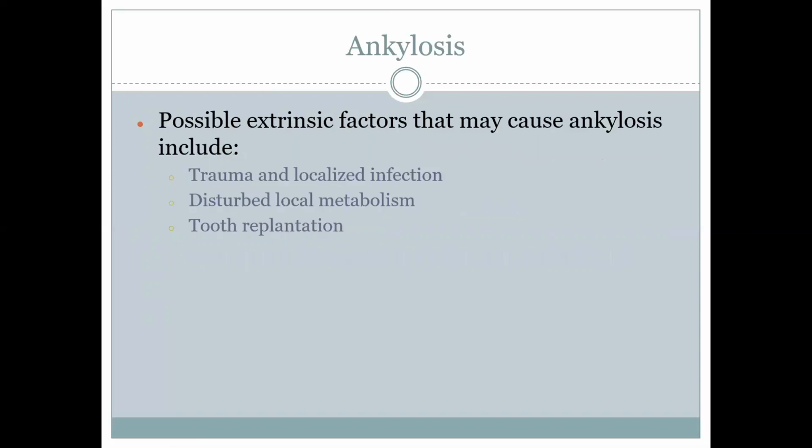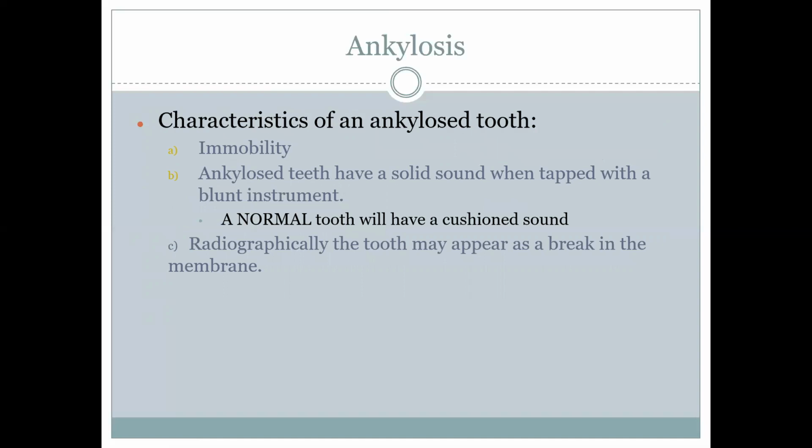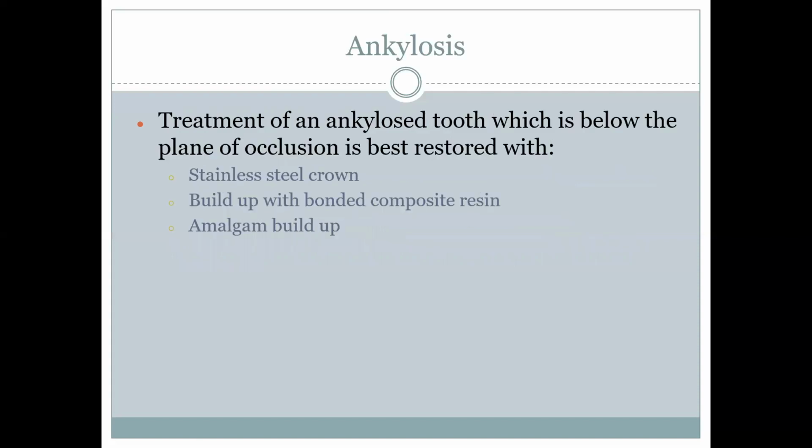Possible extrinsic factors that may cause ankylosis include trauma and localized infection, disturbed local metabolism, and tooth replantation. Characteristics of an ankylosed tooth include immobility. The ankylosed tooth may have a solid sound when tapped with a blunt instrument compared to a normal tooth, which has a cushioned sound. Radiographically, the tooth may appear as a break in the membrane.